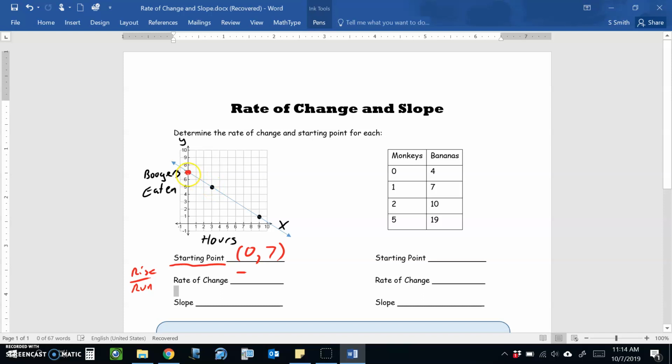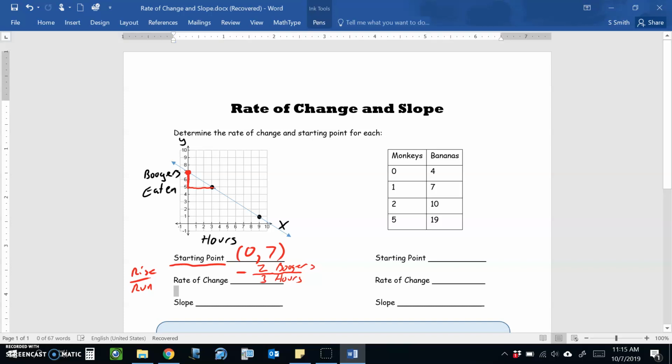So, check this out. To get from this point to this point, we got to go down some and over some. The rise, it went down 2. So we got our negative. It went down 2, and it went over 1, 2, 3. It went down 2 boogers and over 3 hours. So the rate of change here is negative 2 boogers every 3 hours. So every 3 hours, this kid is eating 2 less boogers. I suppose that's good, that at least he's decreasing this behavior. But, yeah, it's going down. It's kind of gross.